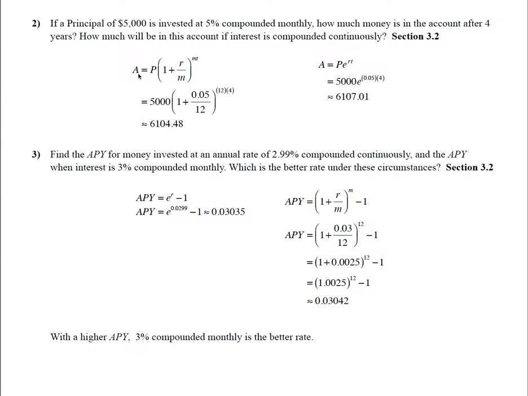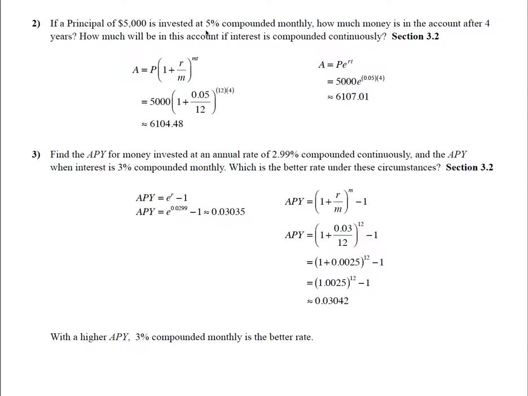The question asks how much will be in this account. In other words, what's it going to end up being after 4 years. So this is an investment. We want to know what our investment's going to be worth in 4 years. Well, our principal P is 5,000. It's spelled out very clearly right there, so we put that here.